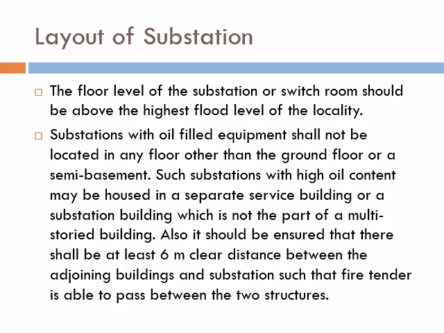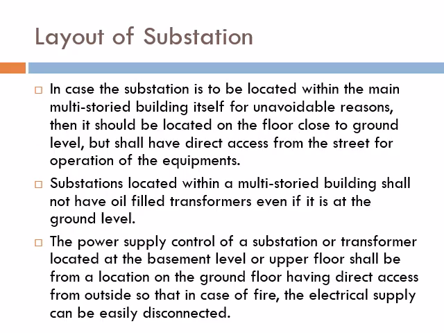Then substations with oil-filled equipment shall not be located on any floor other than the ground floor, or a sub-basement may also be allowed. Such substations with high oil content may be housed in a separate service building or substation building which is not a part of the multi-story building. Also, it should be ensured that there is at least 3 meters clear distance between the adjoining buildings and substations, so that a fire tender is able to pass between the two structures.